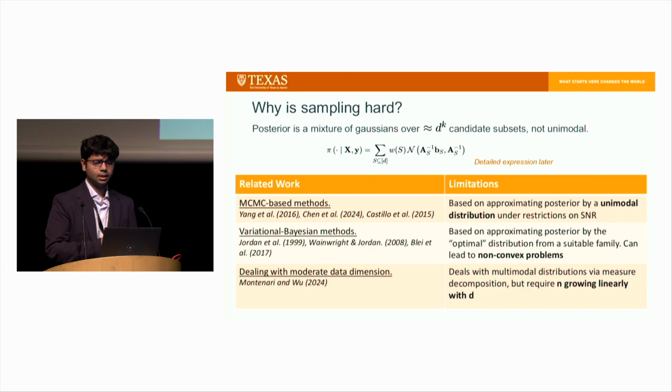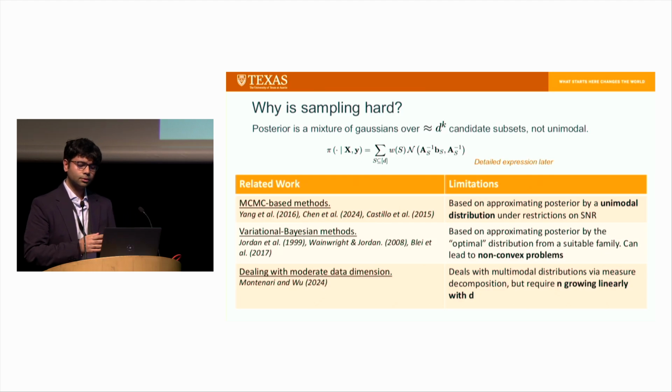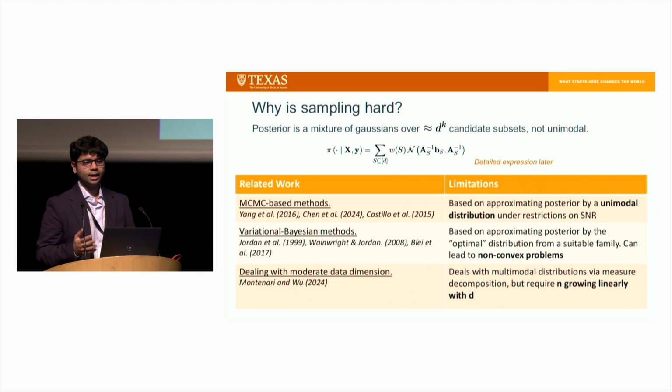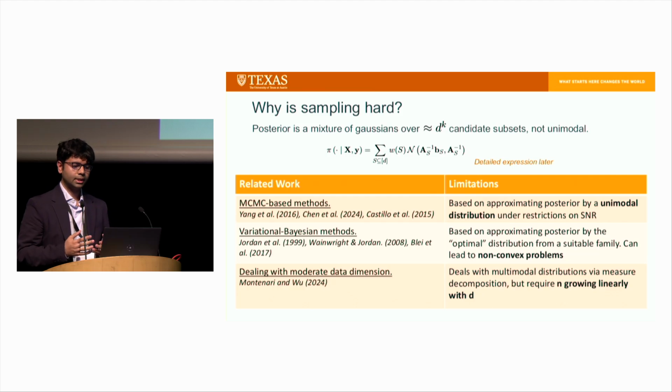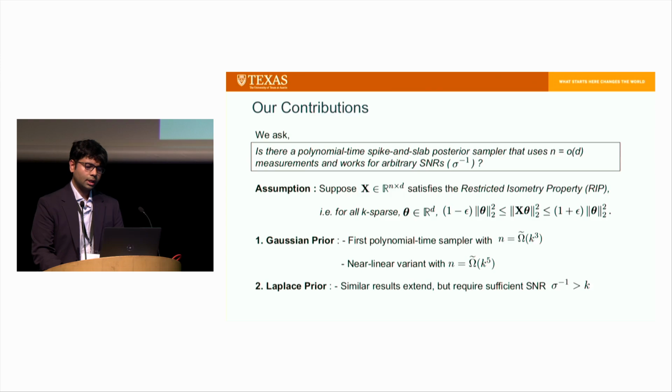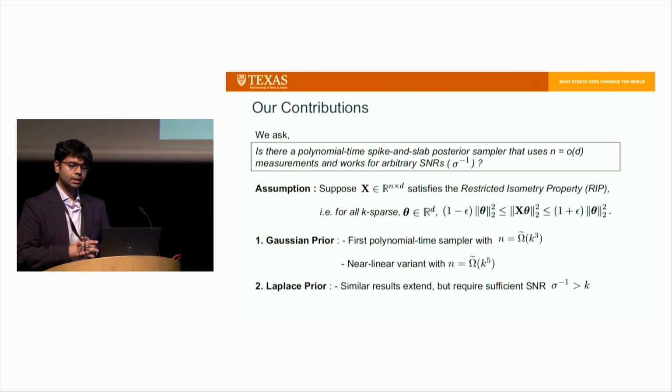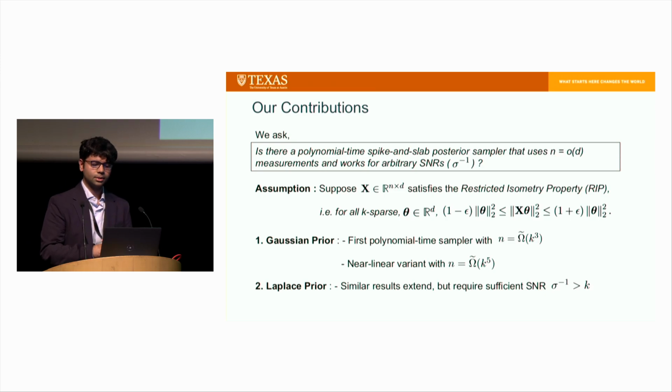More recently, there's a paper by Montanari and Wu, where they attempt this multimodal sampling problem by a measure decomposition, where they introduce an extra variable and try to marginalize over it later. But they end up requiring sample complexity growing linearly with the dimension d instead of depending on the sparsity k. That's what motivates our question here. We want a polynomial time sampler that works for this spike and slab posterior. It must use sublinear measurements, and it should work for arbitrary signal-to-noise ratios, not requiring particular assumptions on the signal strength.